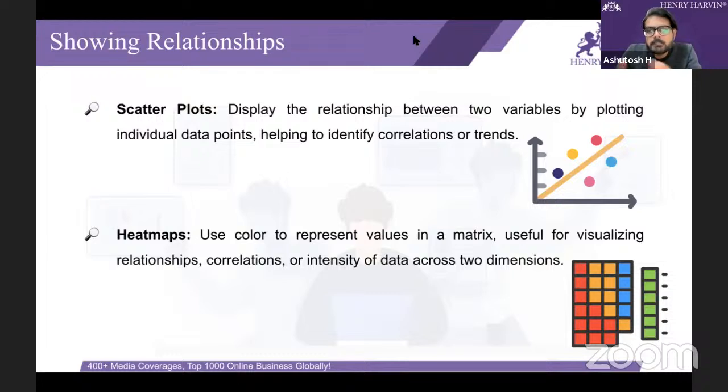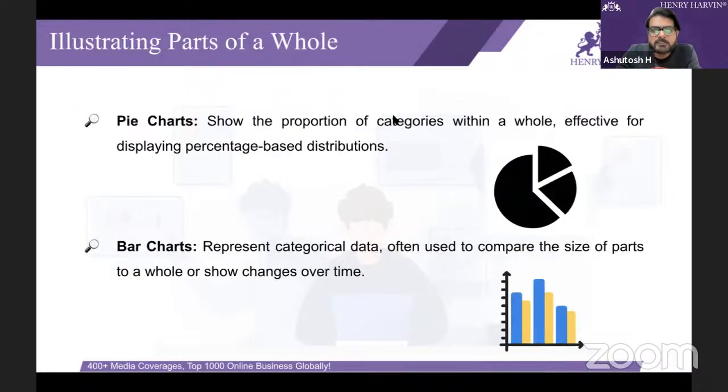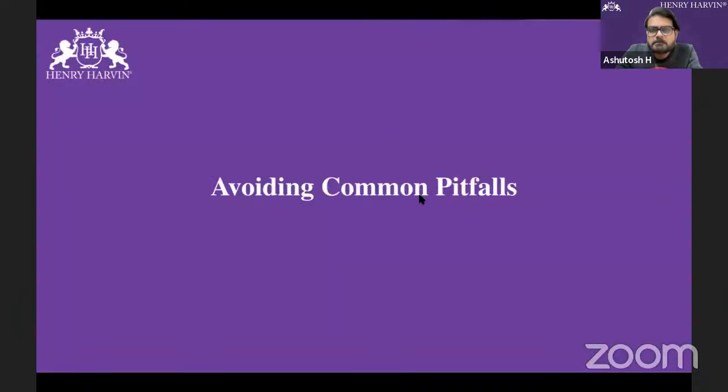How will you do that? It depends upon the intensity of the color. The darker the color, the higher the correlation. The faded shades of the colors mean we have a very low correlation. Pie chart, we already discussed.